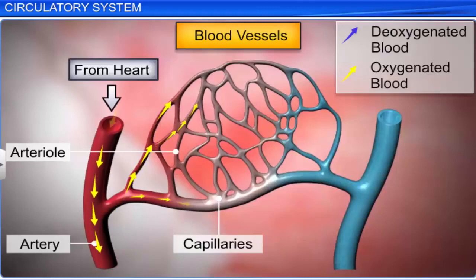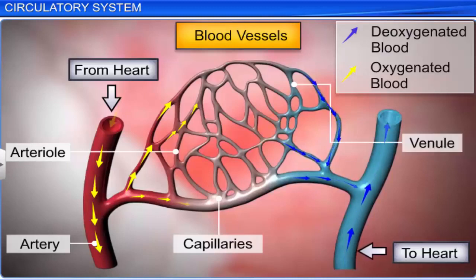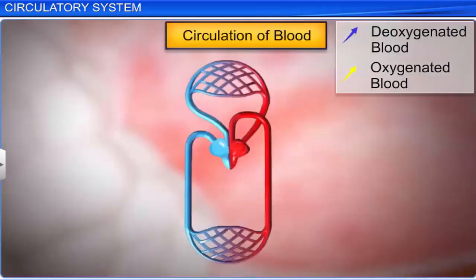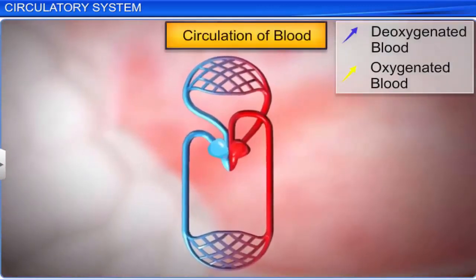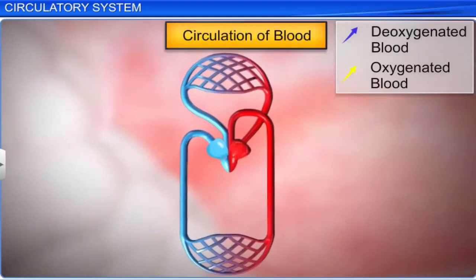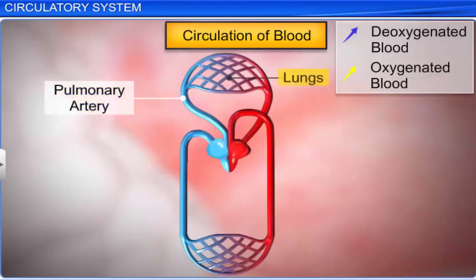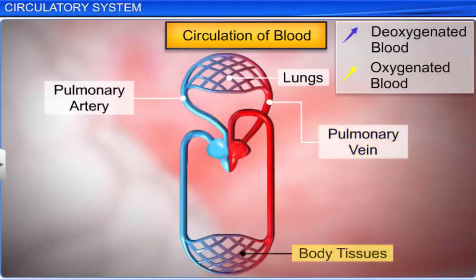These capillaries collect deoxygenated blood from tissues and converge to form venules, which finally converge to form the large blood vessels, the veins. However, there are two exceptions in which the artery and vein perform different functions. The pulmonary artery carries deoxygenated blood from the heart to the lungs, while the pulmonary vein carries oxygenated blood from the lungs to the heart.